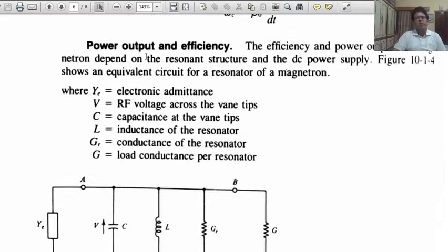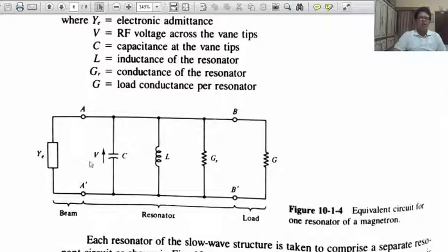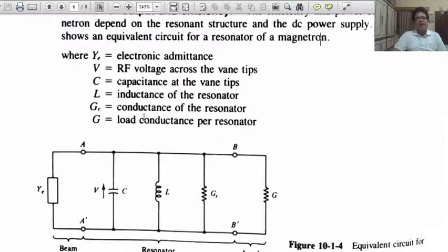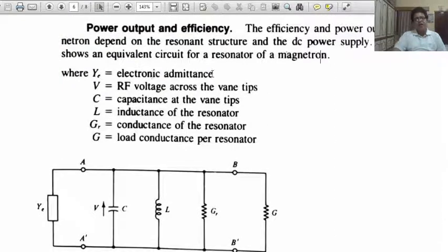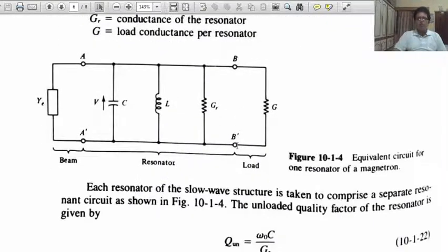Similarly, you can calculate the power output and efficiency. First of all, the efficiency and power output of the magnetron depend on the resonant structure of the DC constant. And what is the equivalent structure? Ye, V, C, L, Gr, G, all are given here. Ye is the electronic admittance, V the RF voltage across the vane tips, C the capacitance at the vane tips, L the inductance of the resonator, Gr the conductance of the resonator, and capital G the load conductance of the resonator. So you can easily understand.